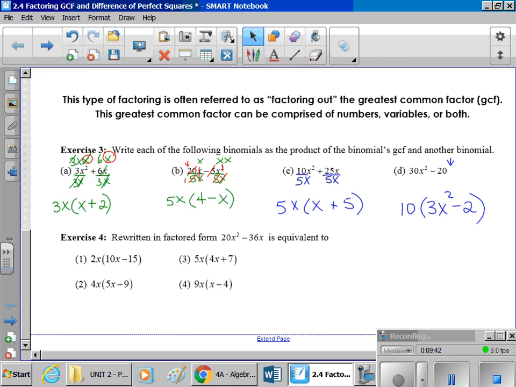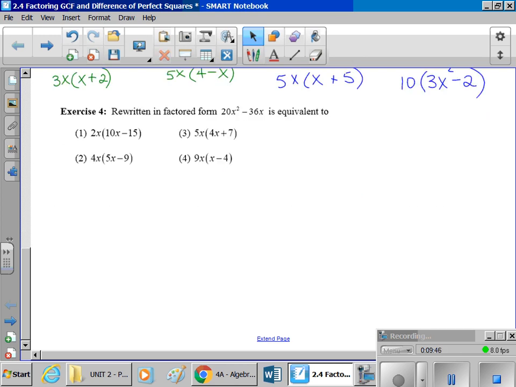All right, so exercise 4. Rewritten in factored form, 20x squared minus 36x is equivalent to. So write it down: 20x squared minus 36x.